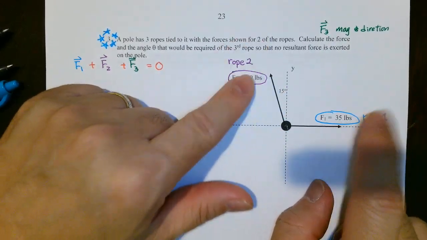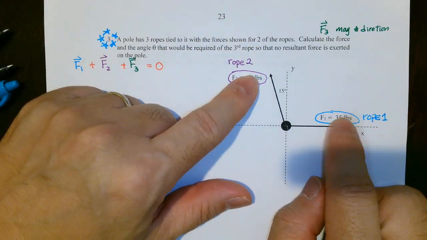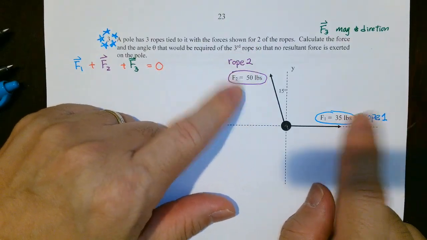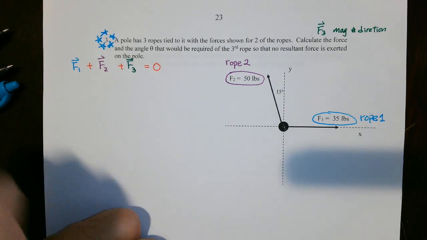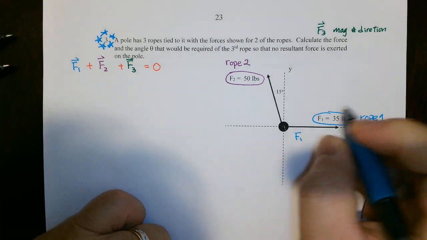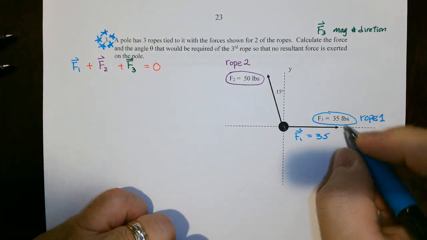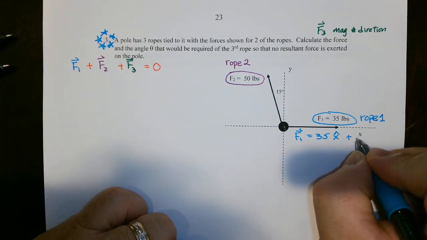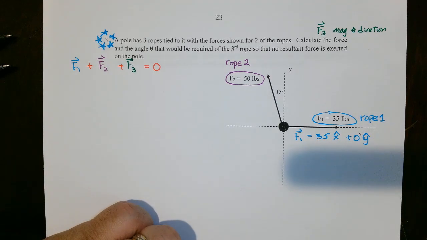So let's find the magnitude. Well, we already know the magnitude. Let's find these two forces in Cartesian form, or the component form. Okay? So F1's easy. F1 looks like 35 x hat plus 0 y hat. That was easy.